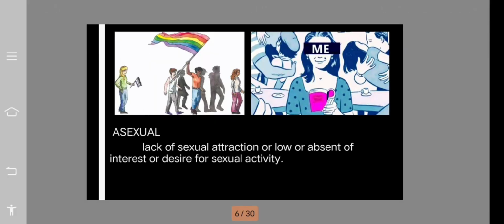Then, the next terminology would be asexual. Okay? The short term for this word is ACE. A-C-E, Alpha, Charlie, Echo. So, asexual ang tawag po sa mga tao who lacks sexual attraction or low or absent of interest or desire for sexual activity. So, wala po siyang pakialam. Hindi niya po iniintindi ang love life. Is not even attracted to the opposite sex, much more to the same sex. Parang wala siyang, iba yung interest niya sa buhay.